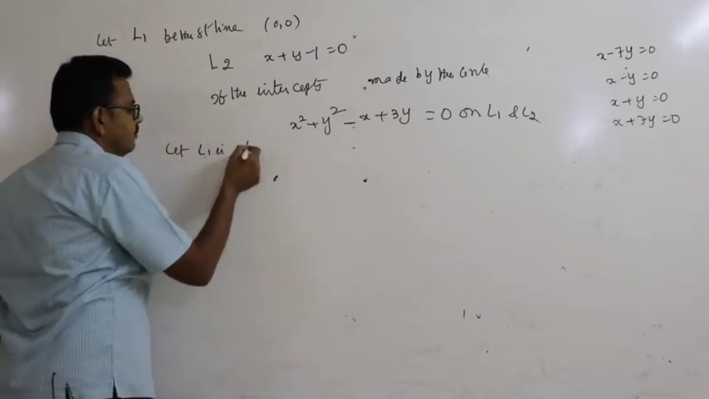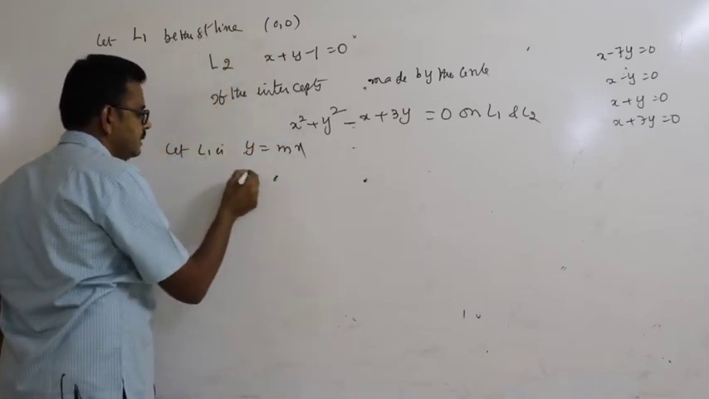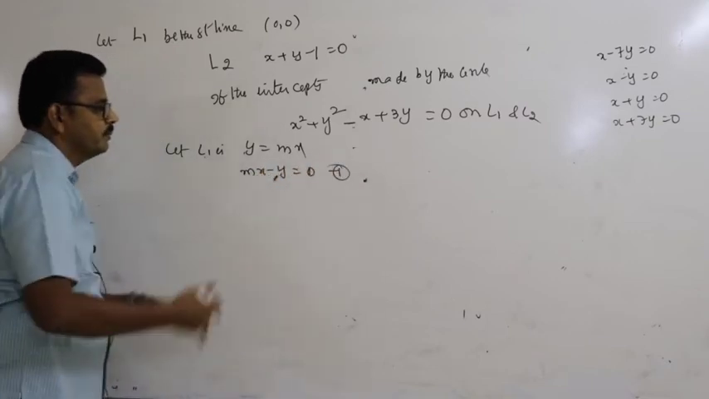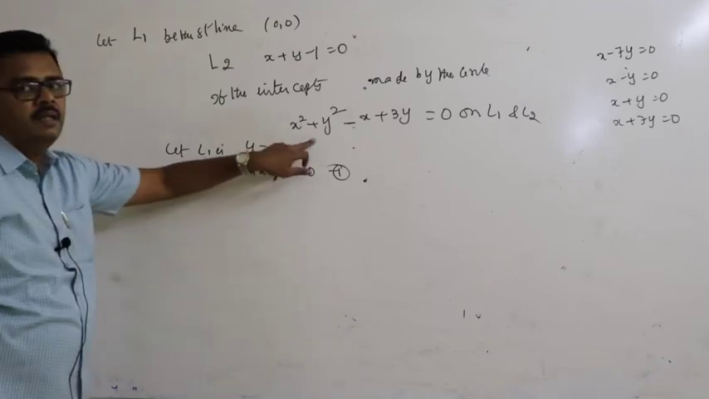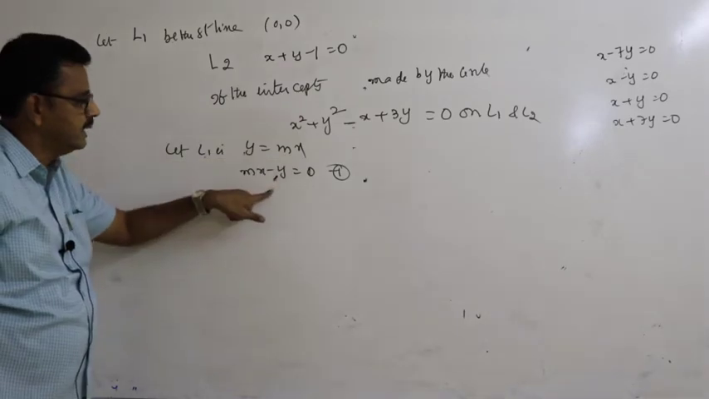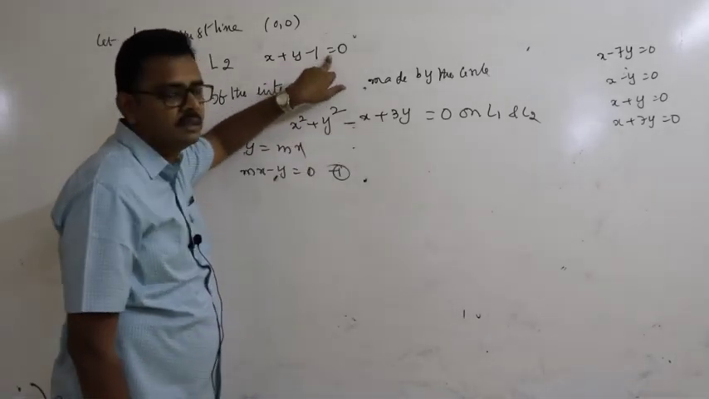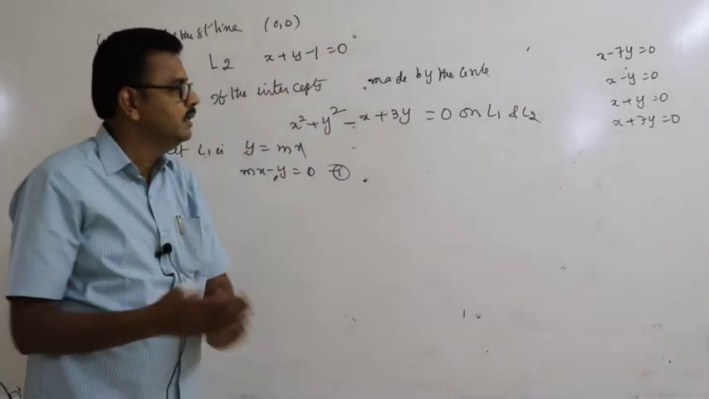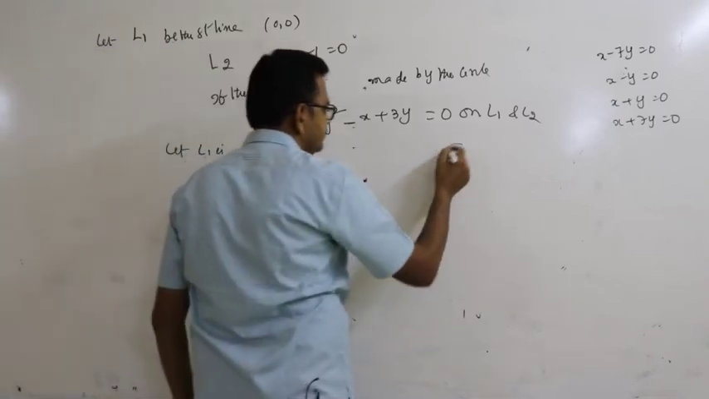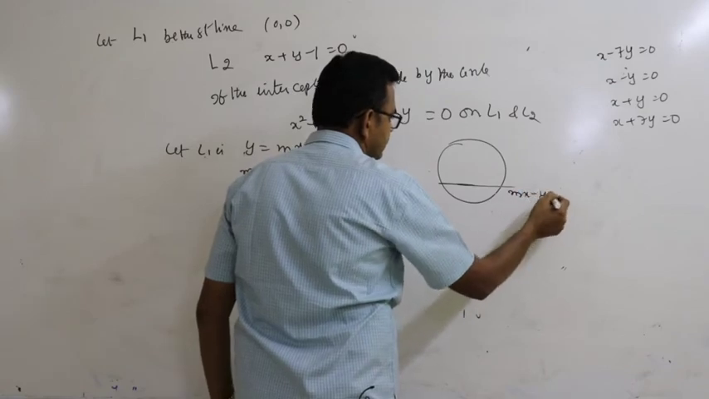Let L1 be y is equal to mx, because the line is passing through origin, that is mx minus y equal to 0. Now there are two problems. First one is to find the length of the intercept made by the circle on this line. And the length of the intercept made by the circle on the other line is the second question. These two are equal, and you get the value of m. So this is the first one, mx minus y equal to 0.